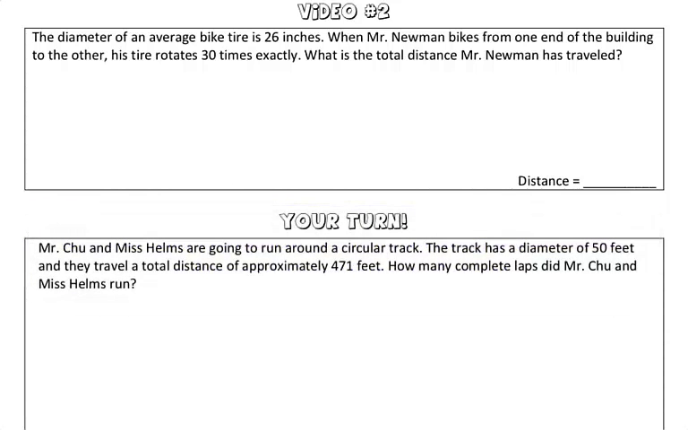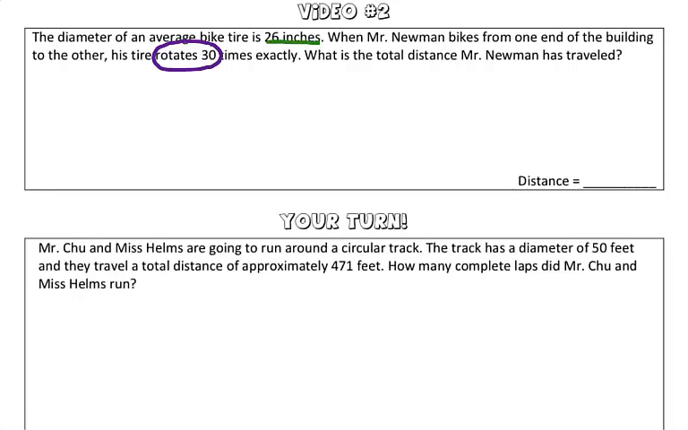In this problem, we are told the diameter of an average bike tire is 26 inches. When Mr. Newman bikes from one end of the building to the other, his tire rotates 30 times exactly. What is the total distance Mr. Newman has traveled?